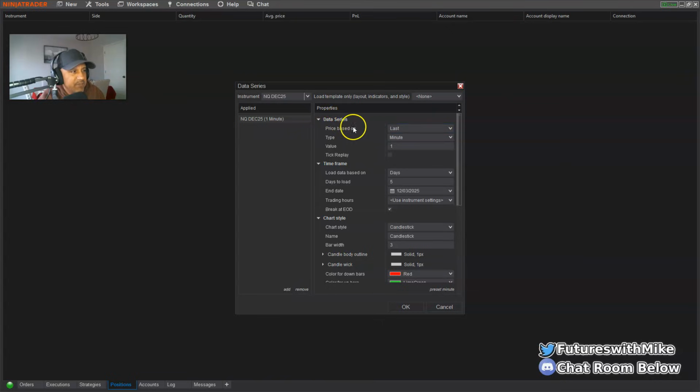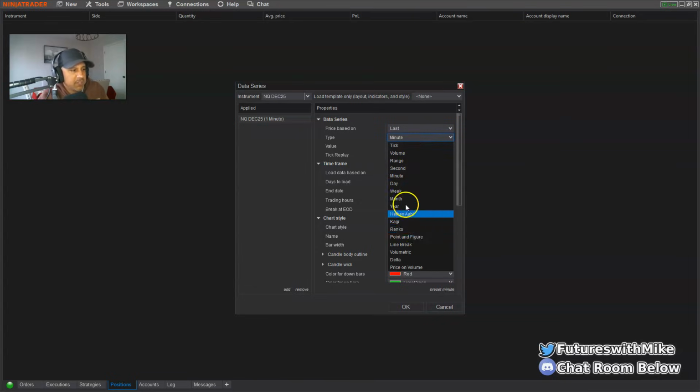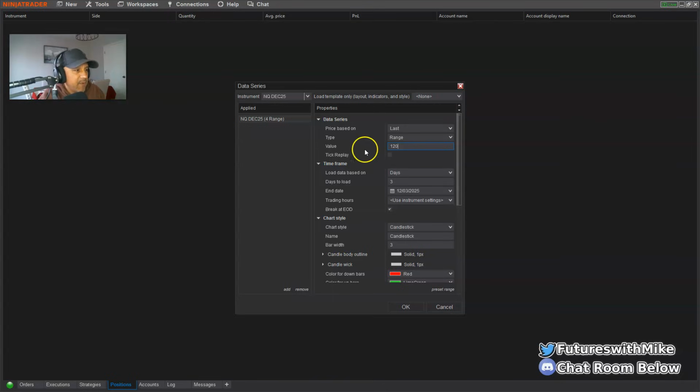I'll leave that as Last. Under Data Series, Price based on is Last. I do change minutes to range, unless you prefer to trade time-based charts, which is fine. The value for the higher chart is going to be 120, for example. Days to load, you can put 30. That's fine. Leave that as days.